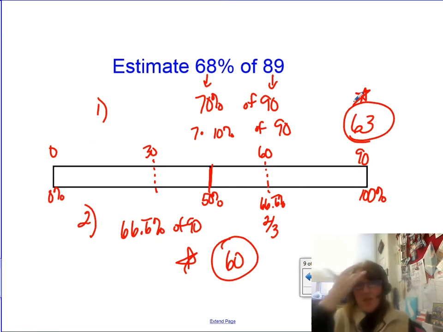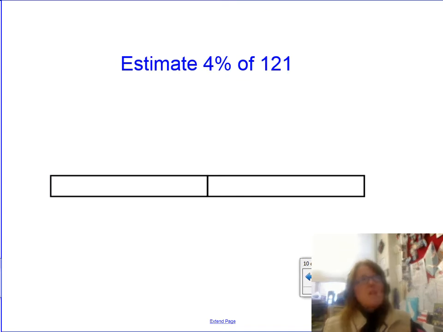See, either way, you have different strategies. We might be just a little bit varied in our answers if we did it a different way, but they're still good estimates because you're just trying to get somewhat close. 4%.